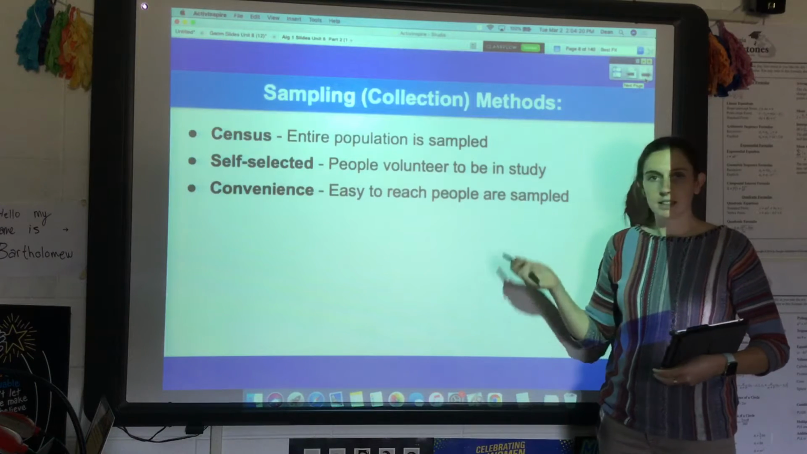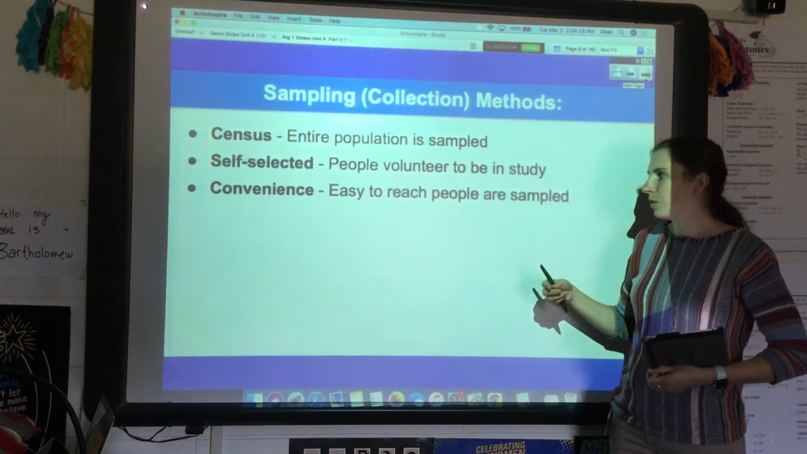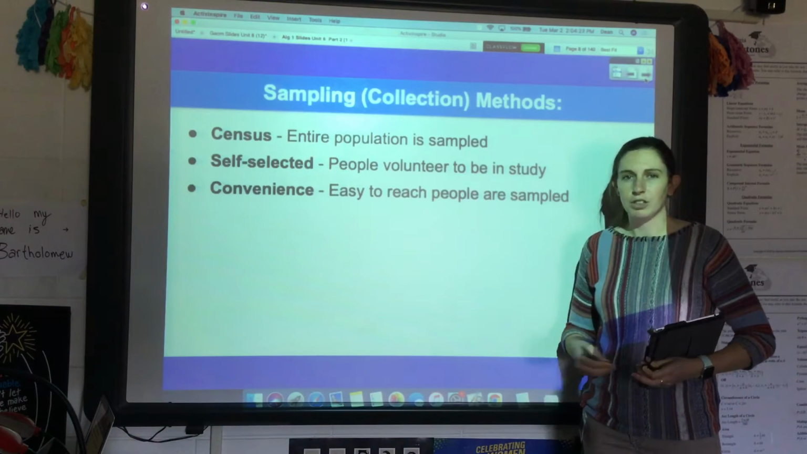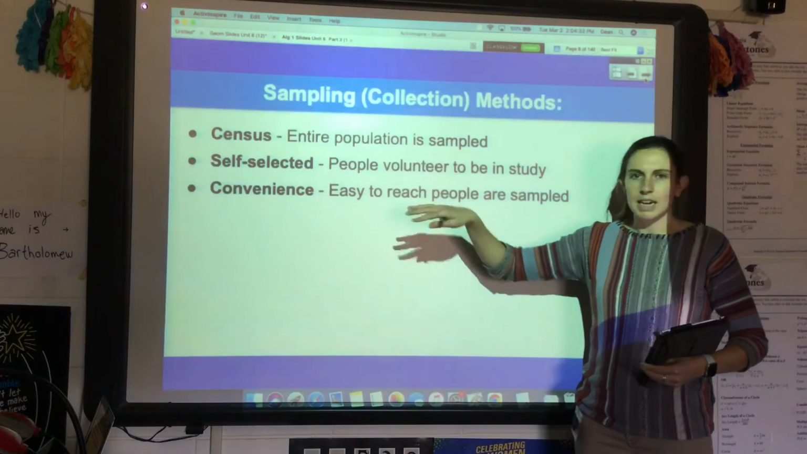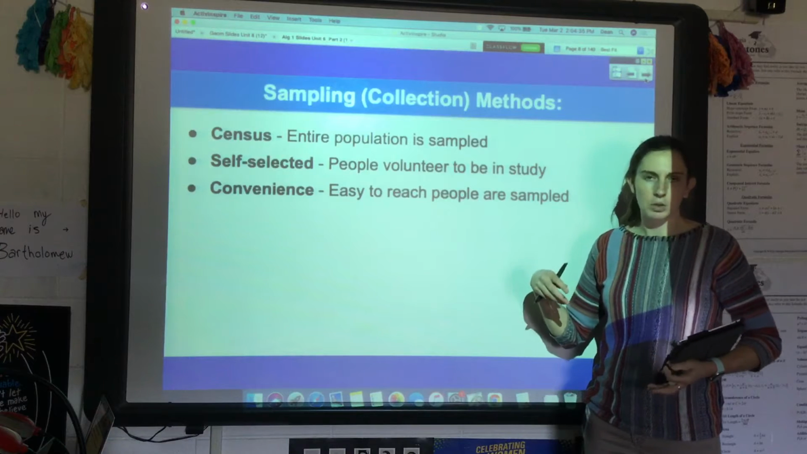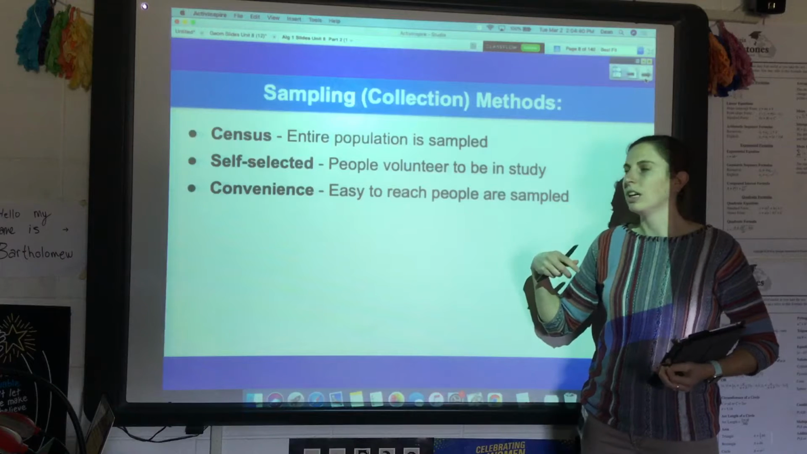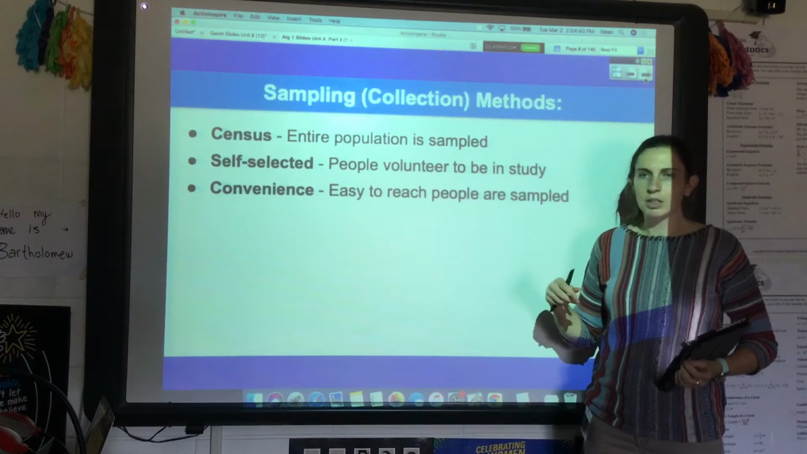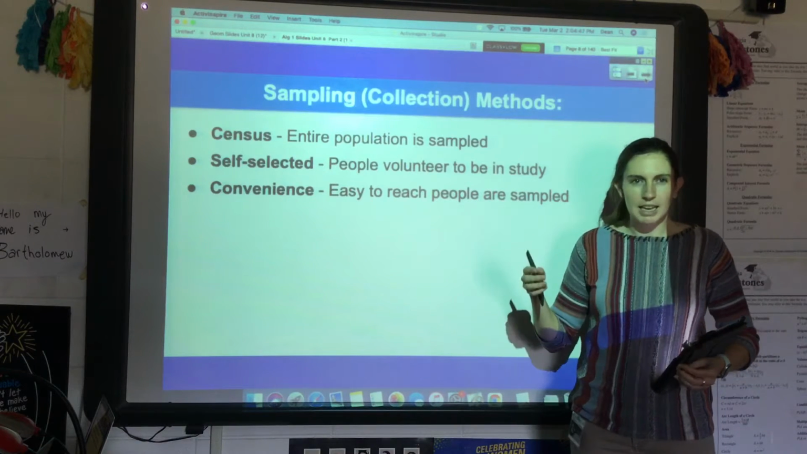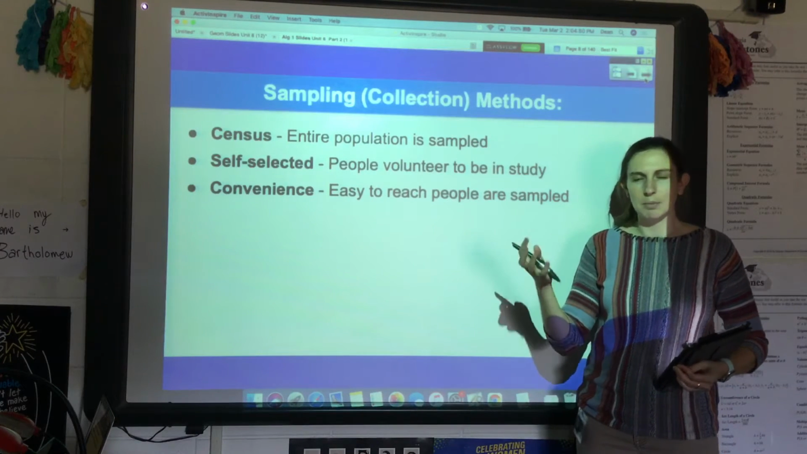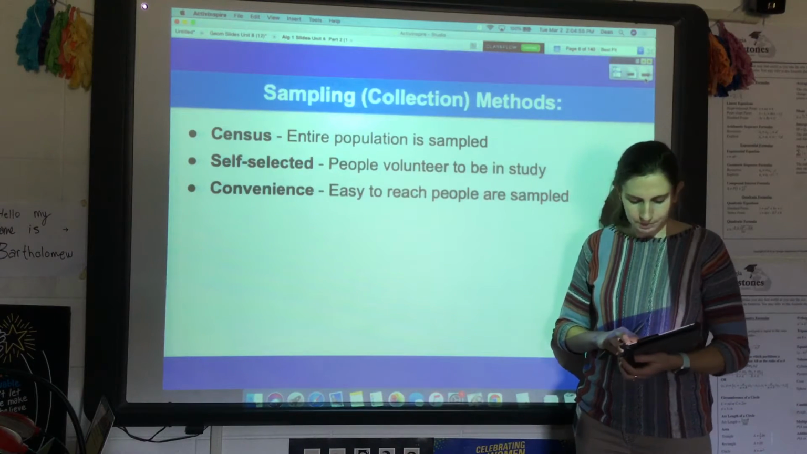Convenience. A convenience sample is where you just ask people who are convenient. So, for example, maybe I just ask my friends my survey question, or maybe I just put a table in front of the school and I just ask the first few people who come up to my table. That's a convenience sample. It's easy to reach the people sampled. Obviously, this one is very biased because if you just take the easiest people to get, there's probably something in common with those people that makes them not represent the entire population.